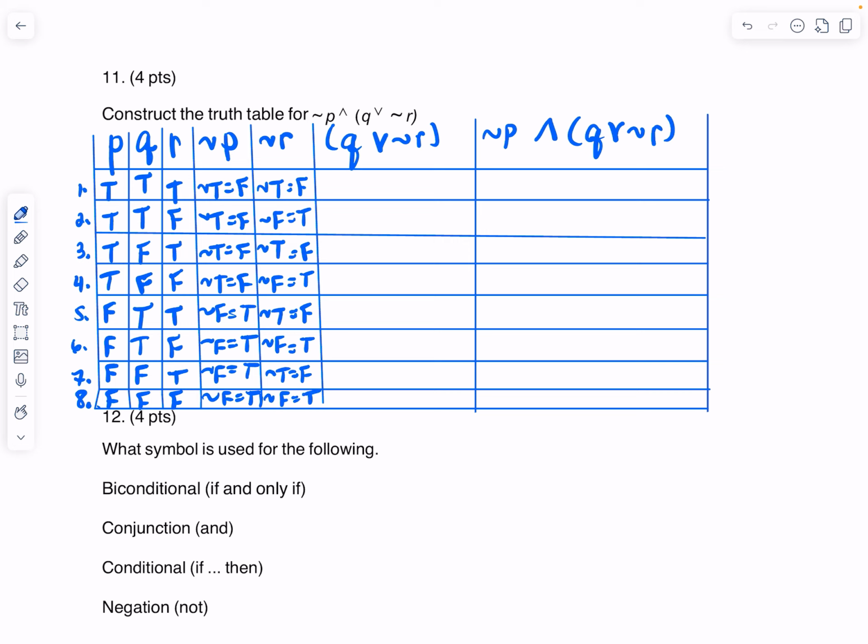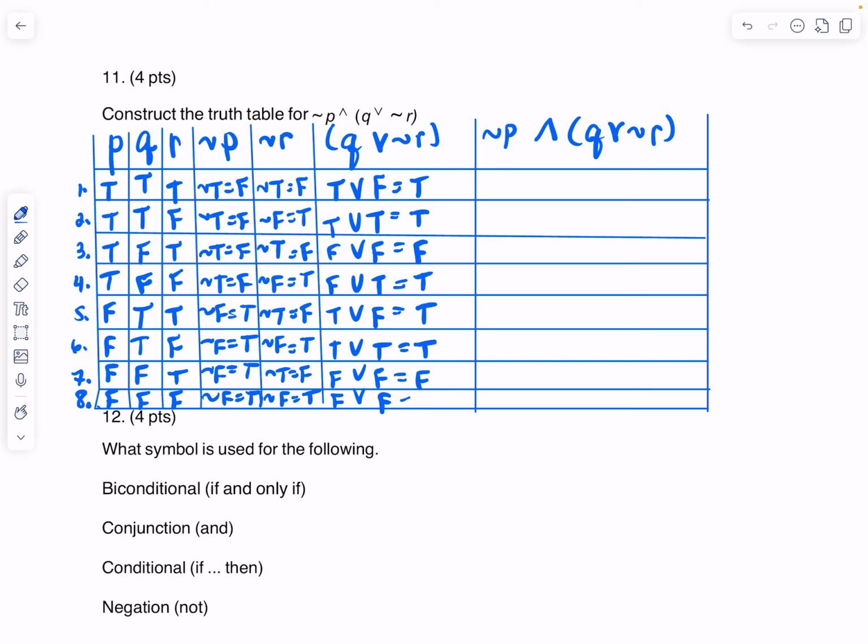All right, so let's put the pieces together. I need Q. Q is true, true, false, false, true, true, false, false. And then I need an OR symbol. And I'm going to use negation R, which I just found out to be false, true, false, true, false, true, false, true. Now it's an OR. The only time OR is false is when both are false. That happens in both lines 3 and also in line 7. So those two are false. Otherwise, the rest of them are going to be true.